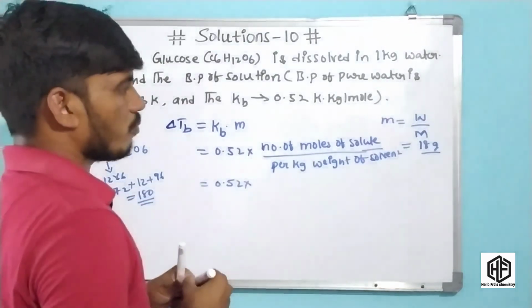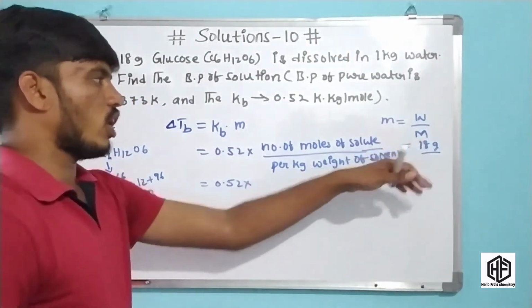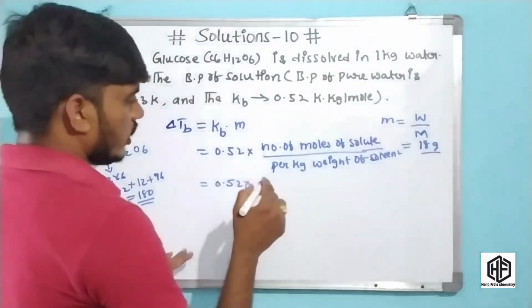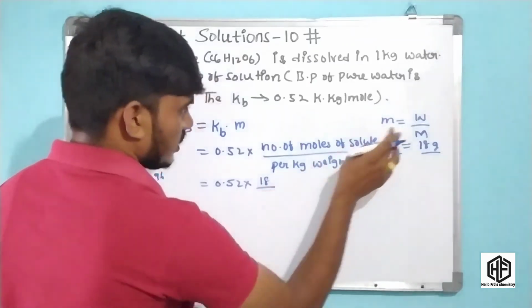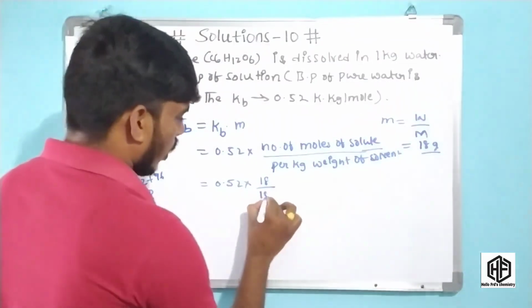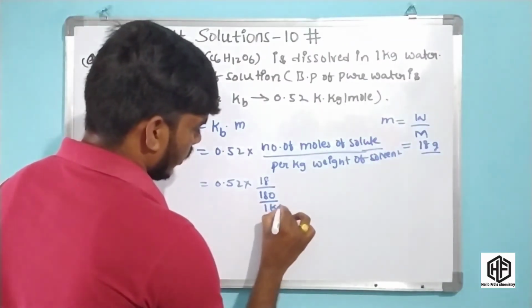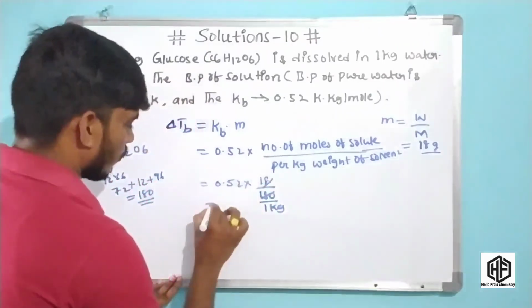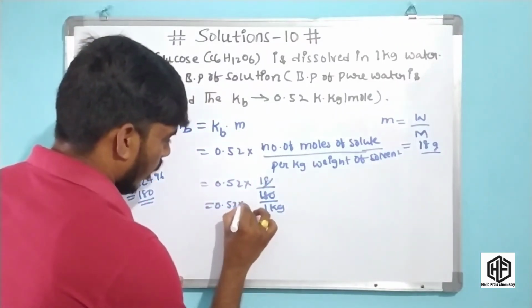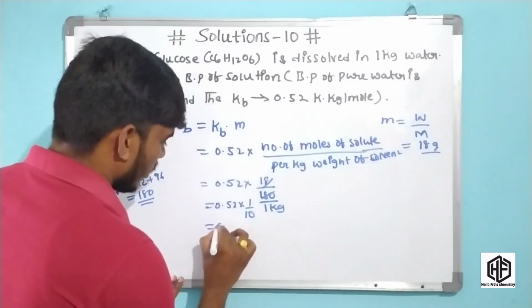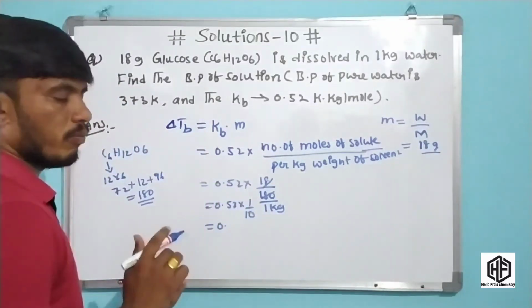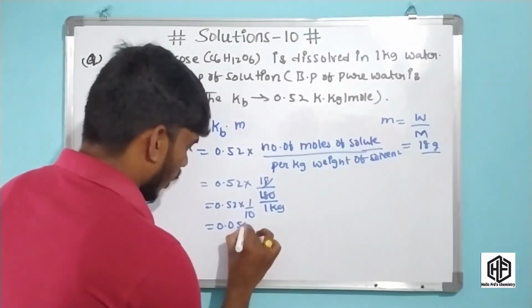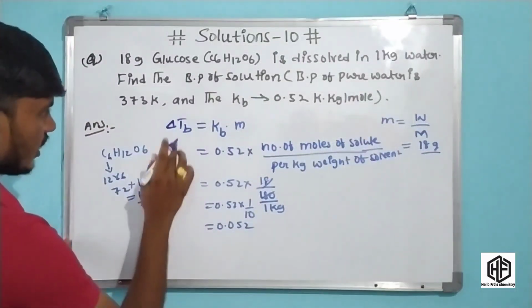Okay friends, the number of moles of solute is the weight of solute by molecular mass of solute. The weight of solute is 18, and the molecular mass is 180, divided by 1 kg. Now this cancels. What happened, friends? 0.52 into 1 by 10. Finally, 0.52 by 10 is 0.052. So 0.052 is delta Tb.